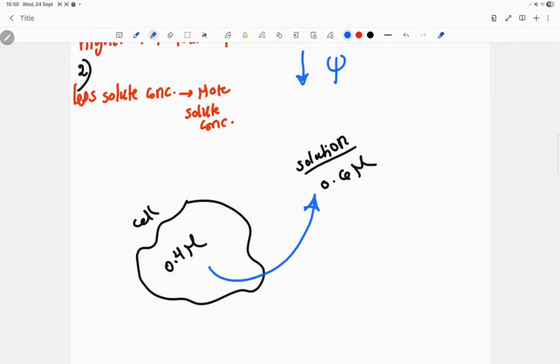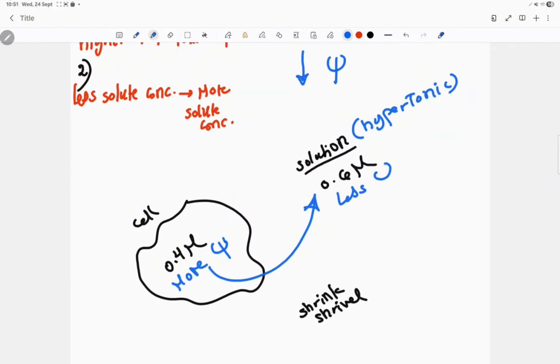Given that the solution has more concentration than the cell, we call this solution a hypertonic solution, and as a result, the cell will shrink because the water is leaving it. The cell will shrink in size, the cell will shrivel, essentially. And having less concentration in the cell means more water potential. And having more concentration outside the cell means less water potential, and the water always moves from the higher water potential to the lower water potential.